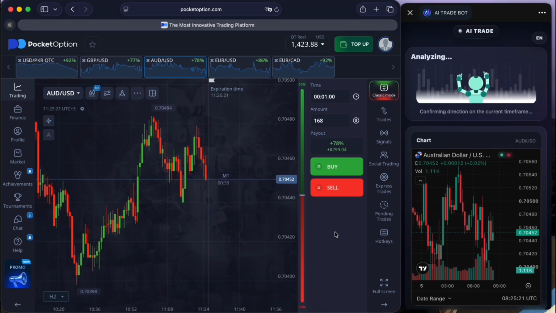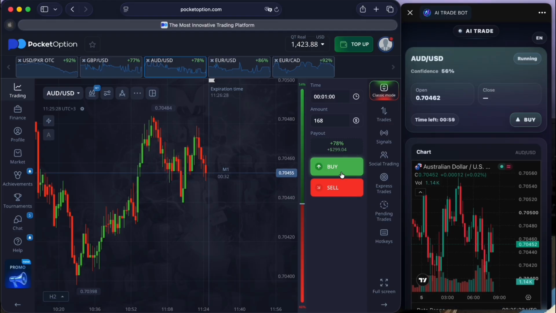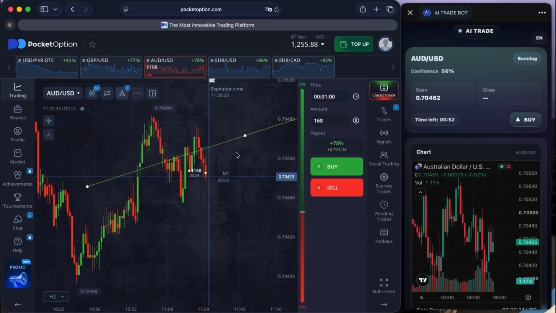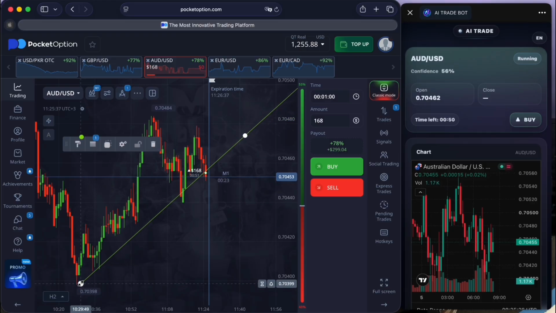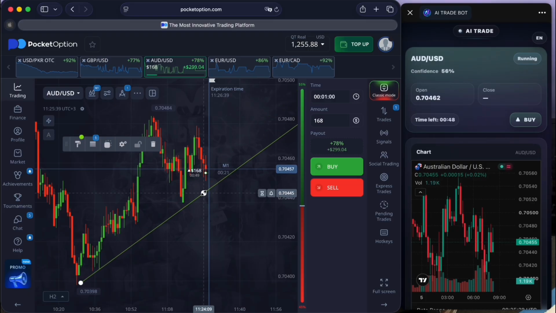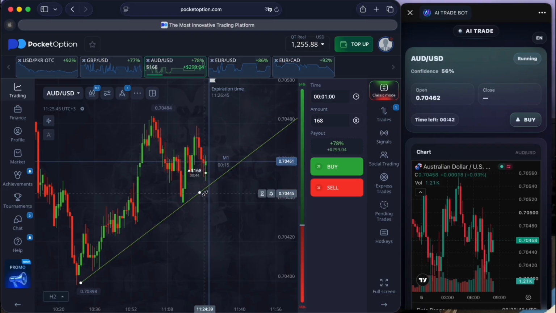Now, a long-term correction is taking place in the market. The bot reads this situation and gives us a signal to buy our deal. After 4 corrective candlesticks, it opens with a 56% confidence in the upward direction along this main ascending trend line. Let me mark it for you here as well.